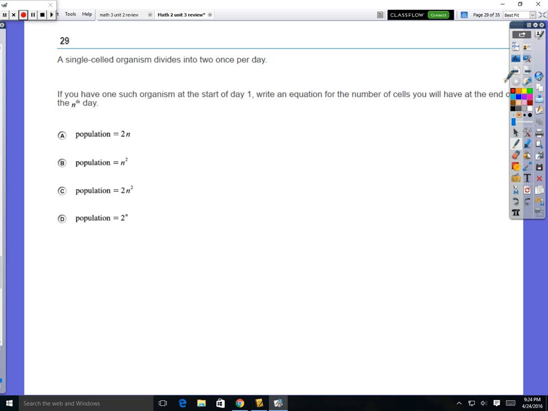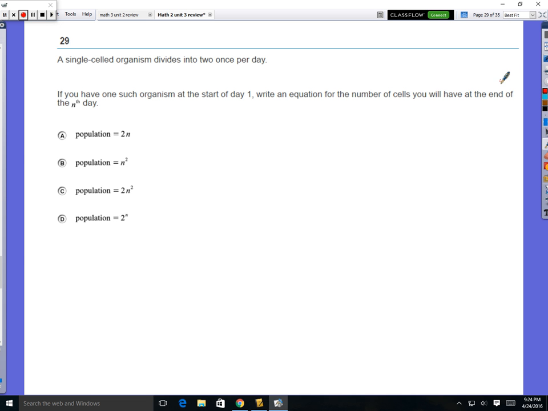A single cell organism divides every day. No, it divides into 2, cutting in half once per day. If you have one such organism at the start of day 1, how many are you going to have at the end of day 25 or day 50, whatever day you want, day X?